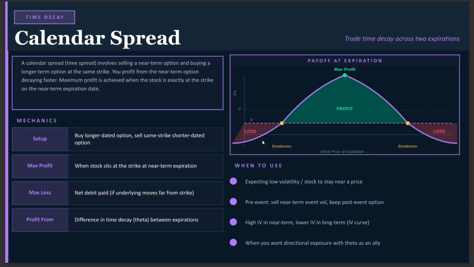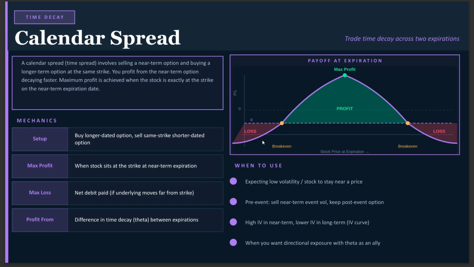Now, last but not least, the most complex one that we have dealt with, not from the amount of legs that it has, but from the conceptual portion of it. This one is a little bit harder to understand. A calendar spread is a time spread, not necessarily a strike spread. So before, on all of the other examples, we were looking at differences in strike, but now we're looking at differences in time. It involves selling a near-term option and buying a longer-term option at the same strike.